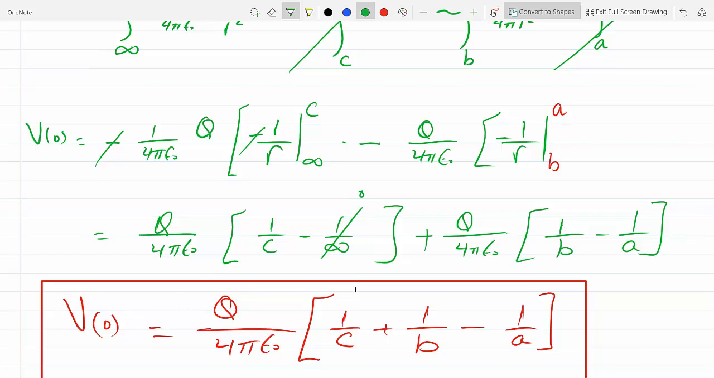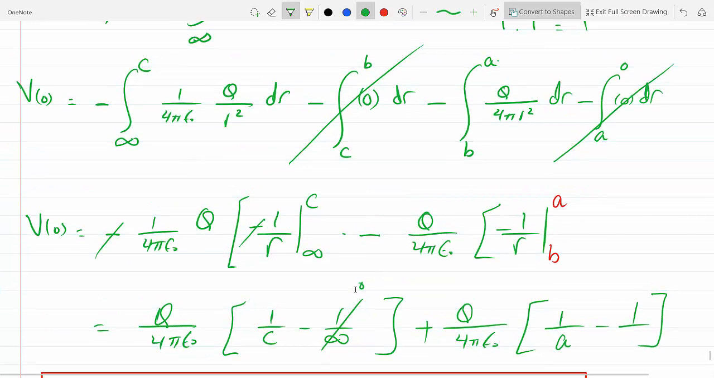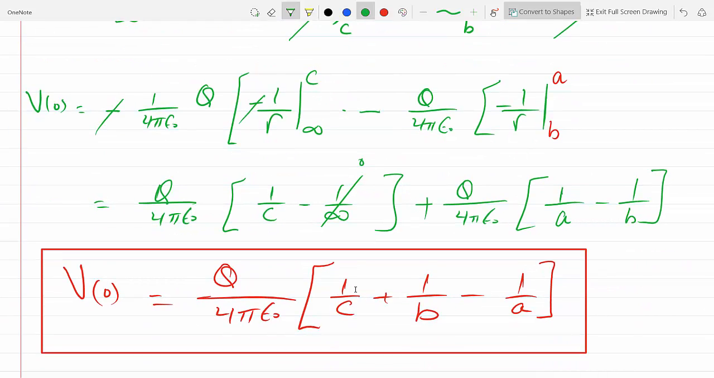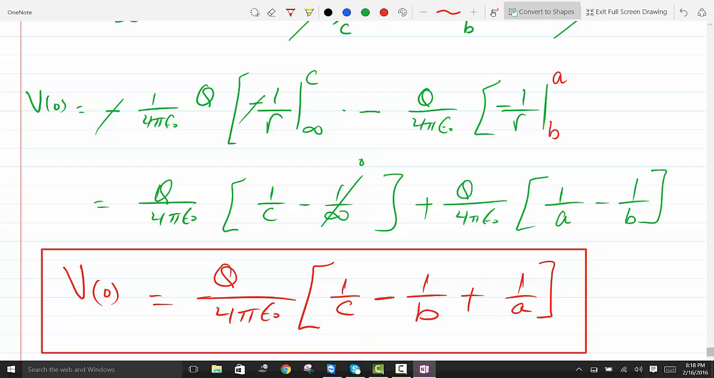So this is plus, so 1 over A. They're right up there, but here I just by mistake switched them. So 1 over A minus 1 over B, which makes this minus 1 over B plus 1 over A. Okay, there you go. So this is the potential at the center.